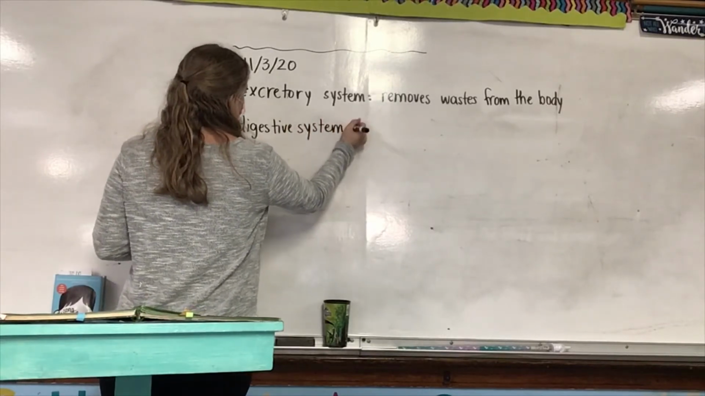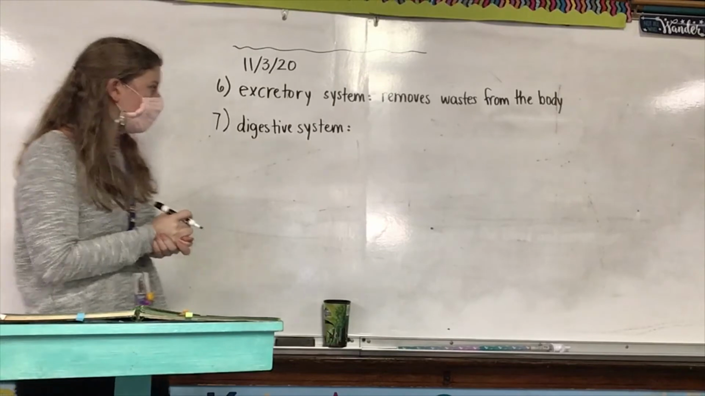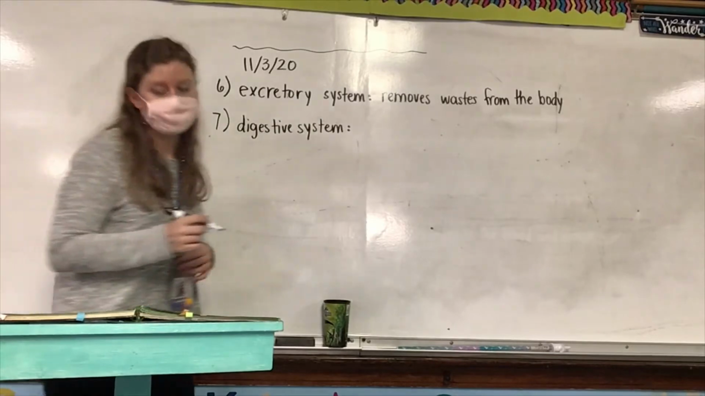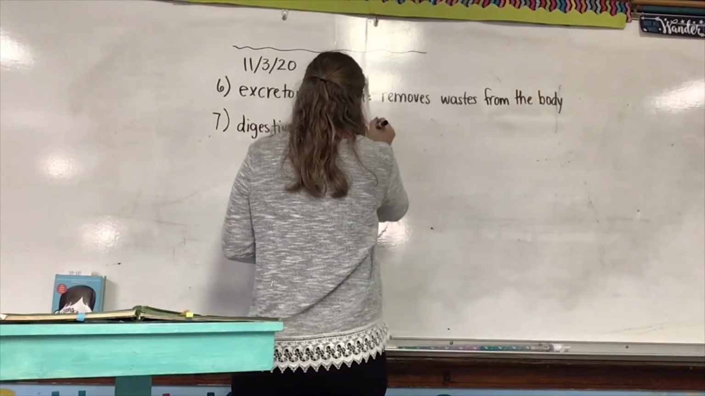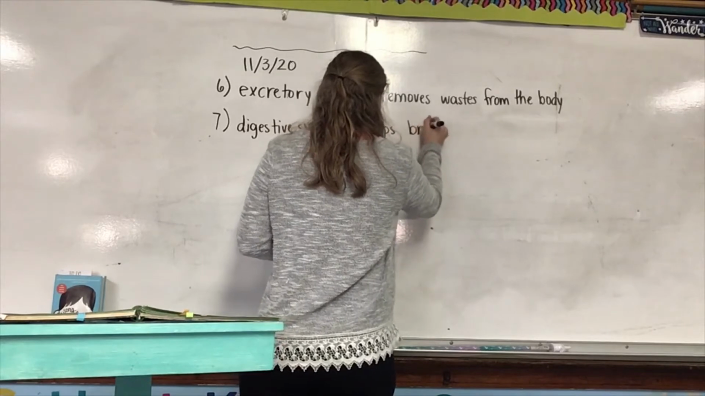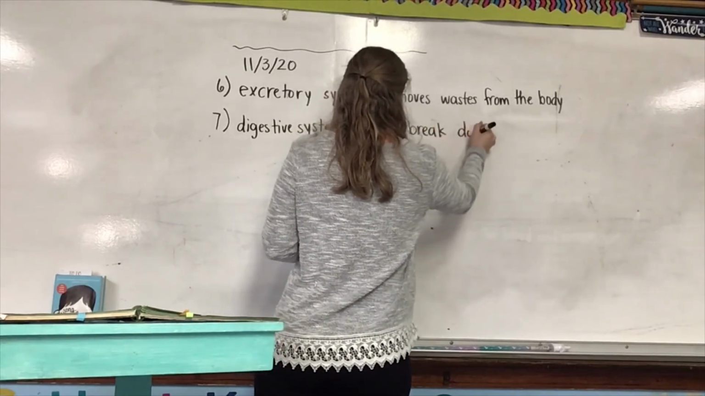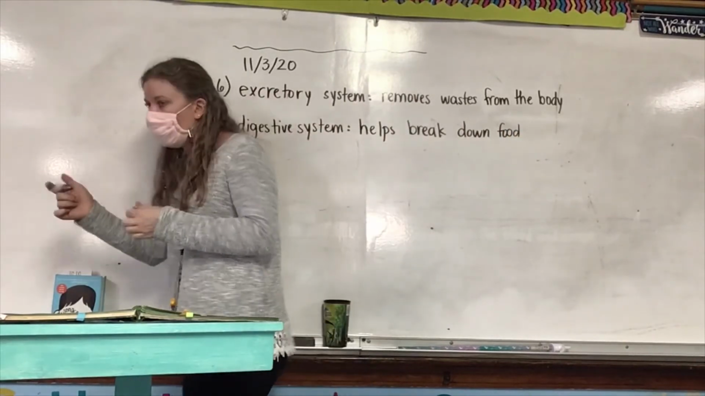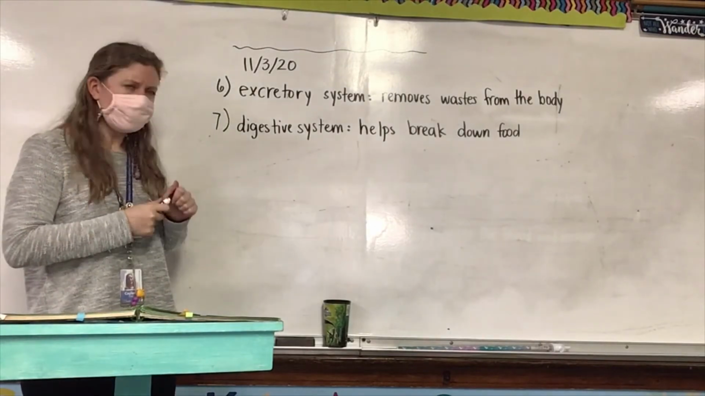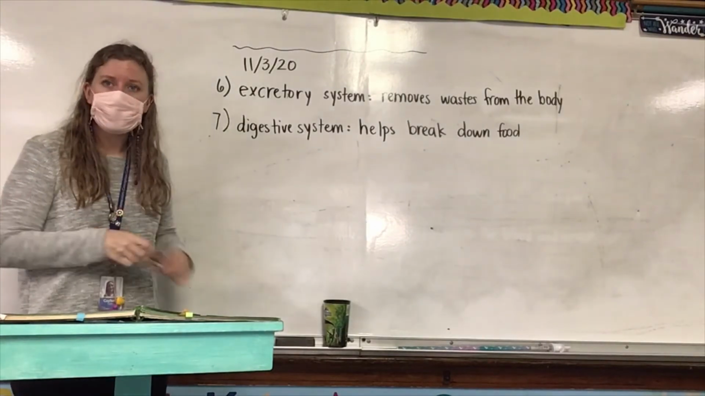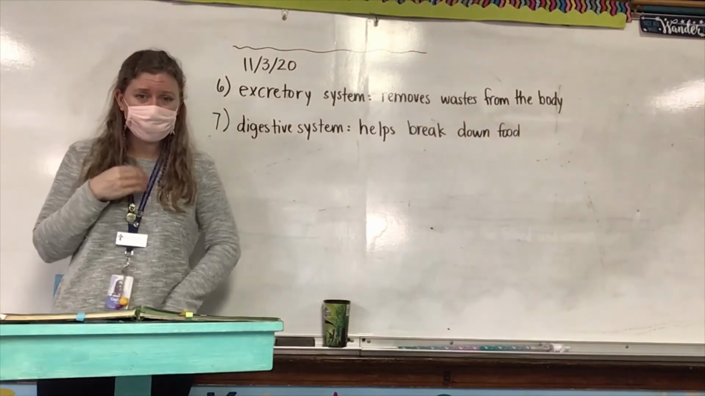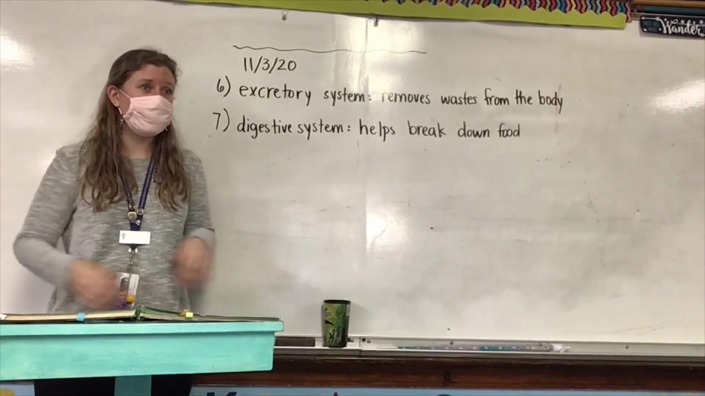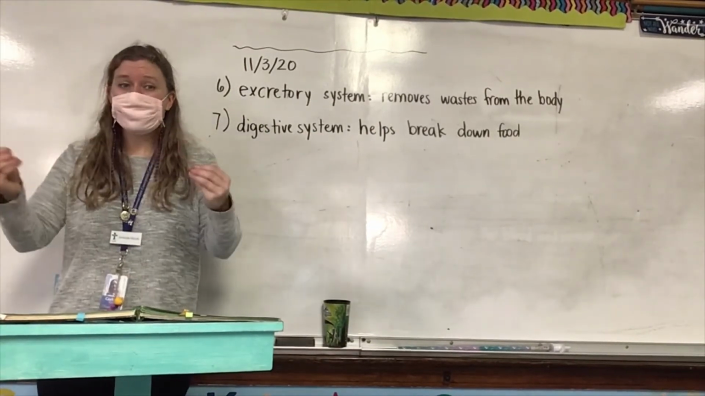And what is the digestive system, Mason? What does it do? It helps you break down food. Very good. It helps break down food. Because when we eat food or drink water or juice, it can't stay in that same form in our body, even when we chew. Even if we chew well, we still have these big chunks, and they can't stay in our body like that. So the digestive system has to break it down.